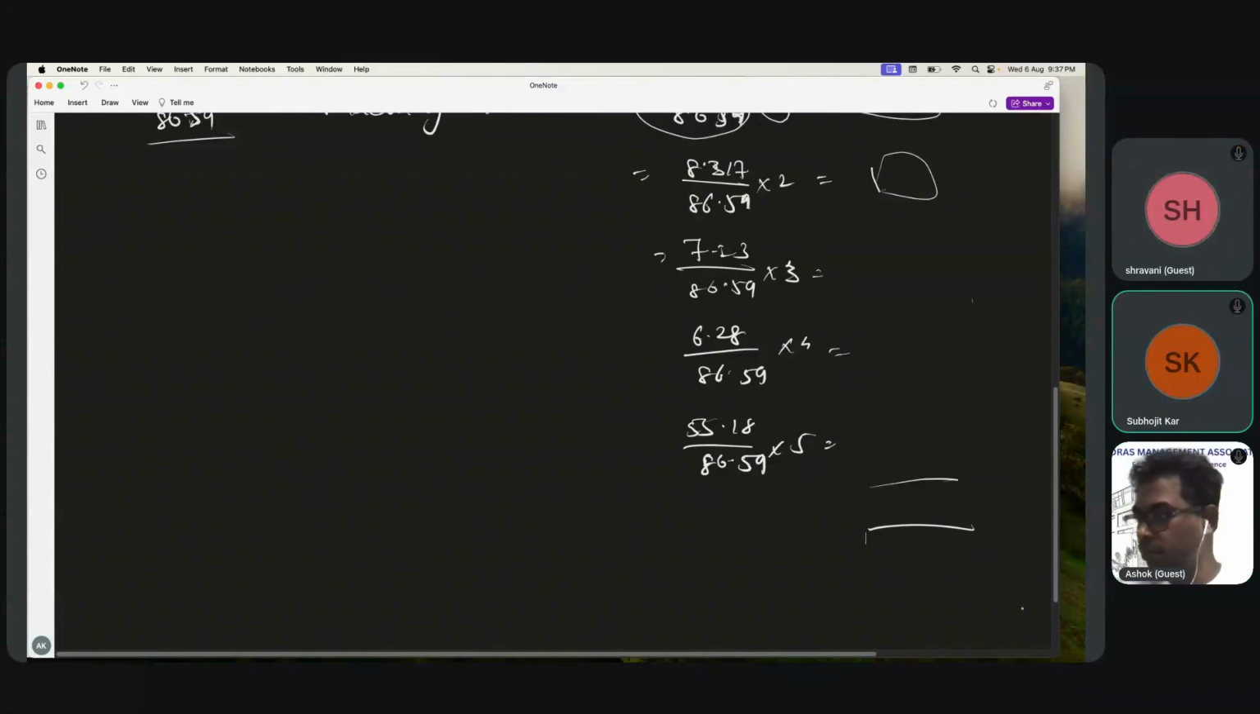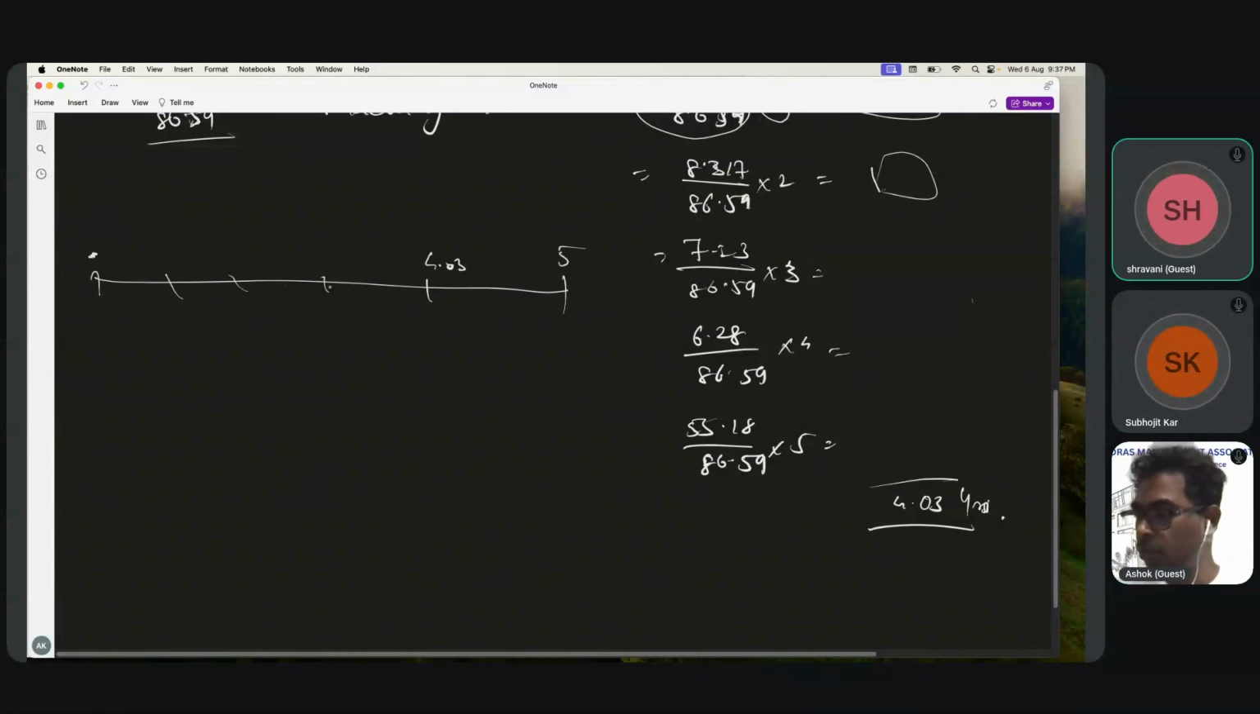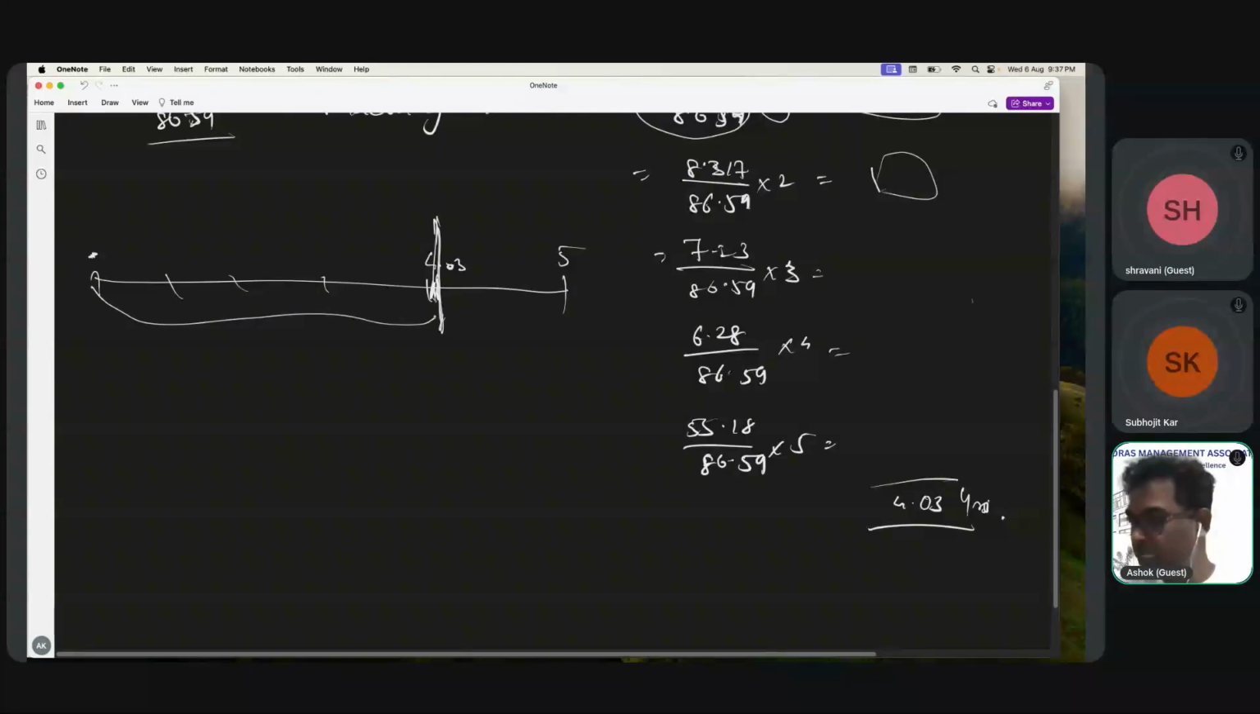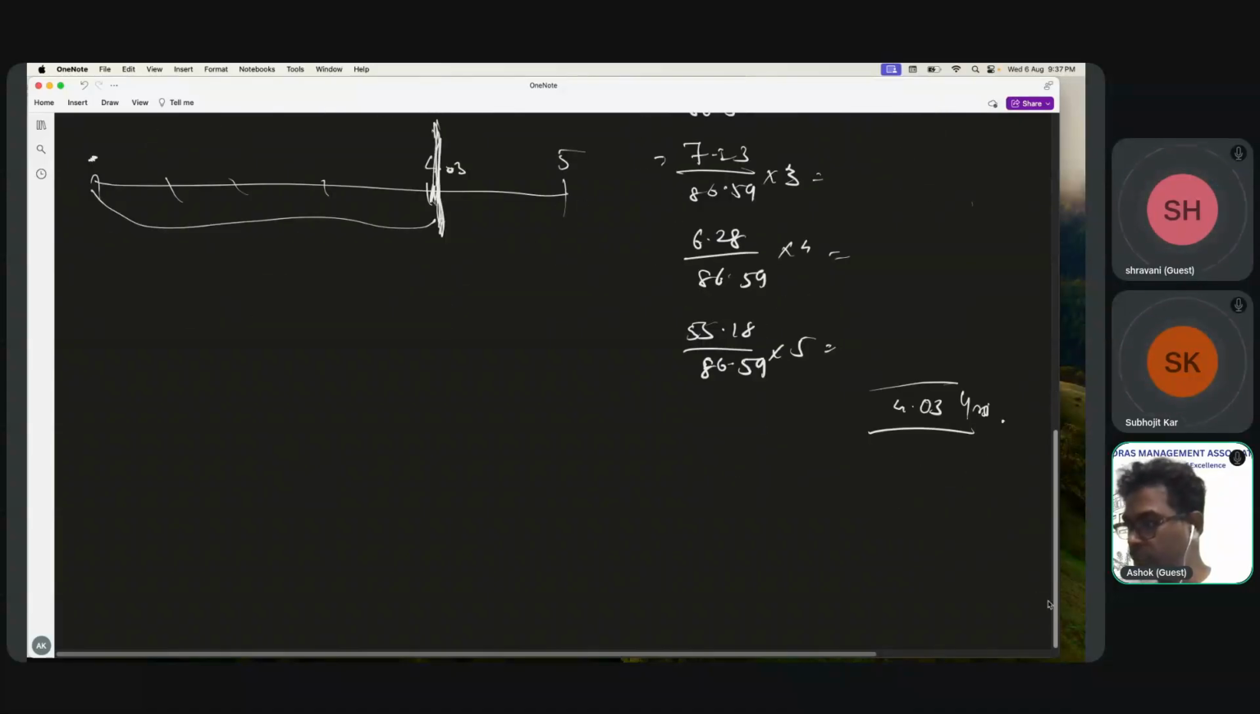There is 4.03. So we are supposed to suffix with years. 4.03 years. Now that means this is the weighted average time. 4.03. Okay, weighted average time. This is 5. 1, 2, 3, 4. 4.03. So this is the threshold which is neither short term nor long term. Okay, so in this case, if the interest rate is changing by 1%, so this is the overall time period. See, you think like this.